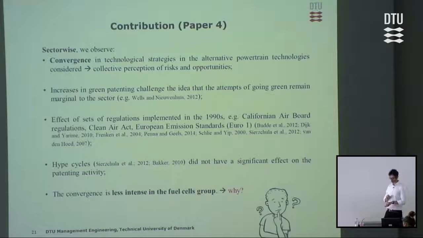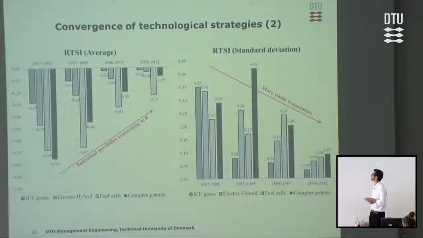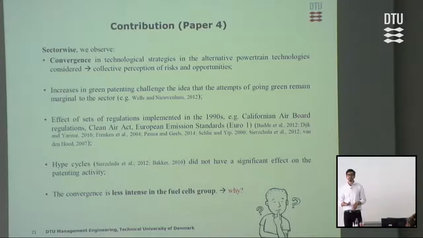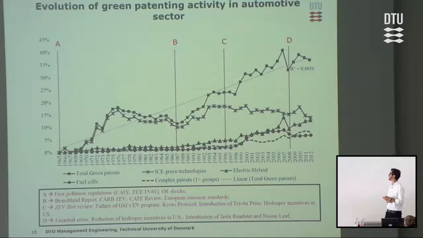So, paper 4. The main contribution is that we first see the convergence in the technological strategies for all the alternative powertrains considered, all the technologies considered, which, as I explained, we see as a sign of this collective perception of risks and opportunities in the firms in the sector. This increase in the patenting activity challenges some authors who say that the attempts of going green remain marginal to the sector. It may be marginal in terms of the market itself, but firms are really trying to develop the new technologies. This represents now almost 30, 40, 35% of all the technologies that these firms are developing. So that's a lot that they're investing to change.